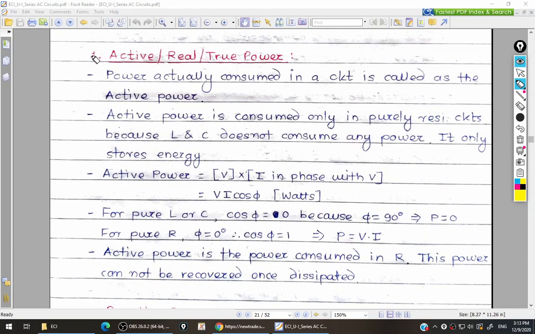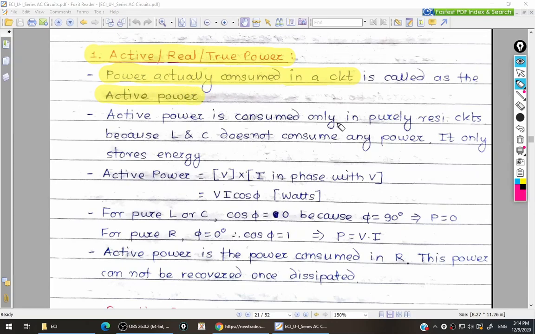So friends, from the phasor diagram we have seen three different types of power: active, reactive, and apparent power. Now theoretically we will understand the meaning of this power. The first type of power is active power. It is also known as real power or true power. It can be defined like this: the power actually consumed in a circuit is called active power.